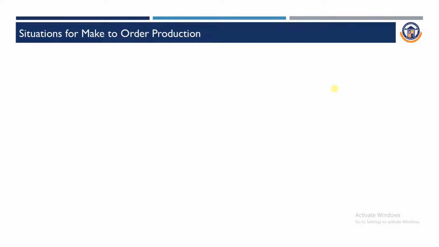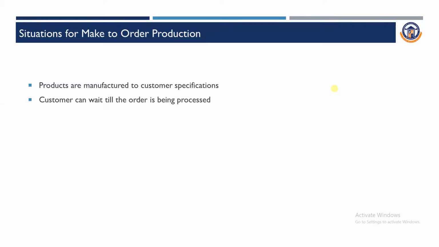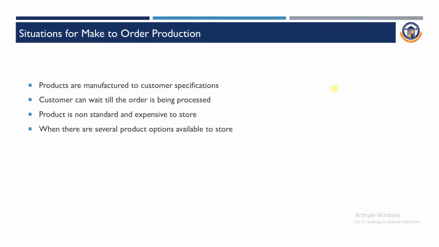So what are the situations for a company to follow the make to order production system? When the company's products are based on the customer specification, they can follow the system. If the customers are ready to wait till the order is processed, then the system is suitable. In this system, the product is non-standardized and most of the time it is very expensive to store. So when there are several product options available for a company to store, they can follow this particular make to order production system.